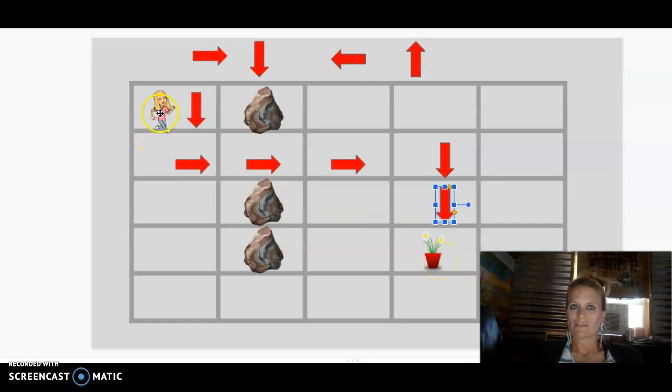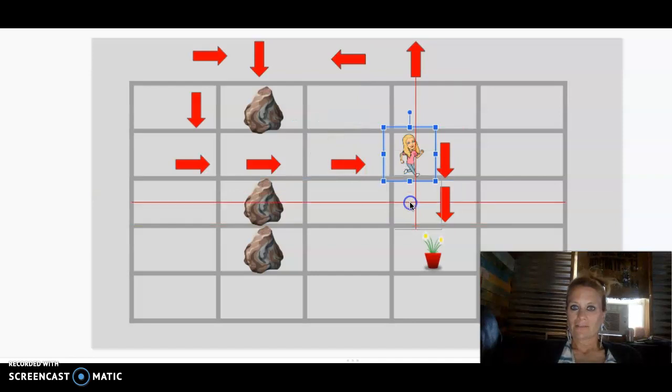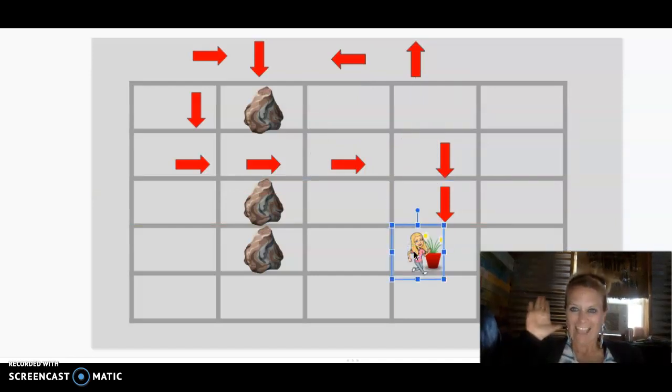Let's see if it worked. Down, over, over, over, down, down. We did it! High five! We got Miss Cochran to the flowers so that I can water them, and they are ready.